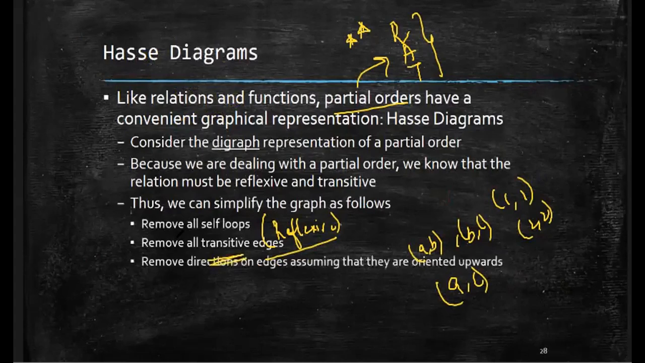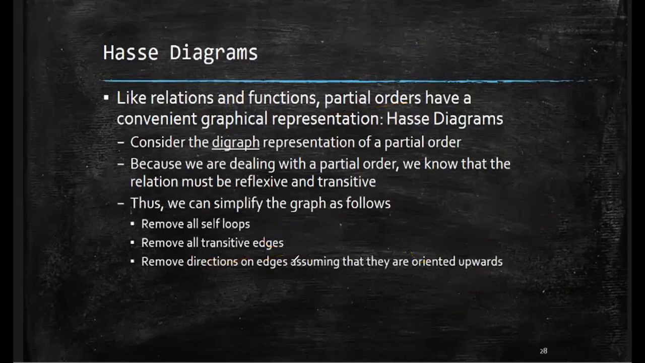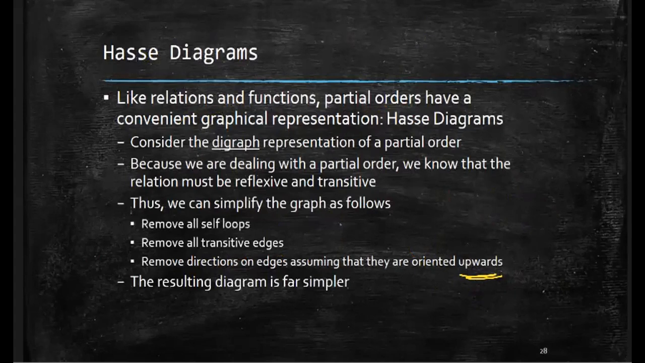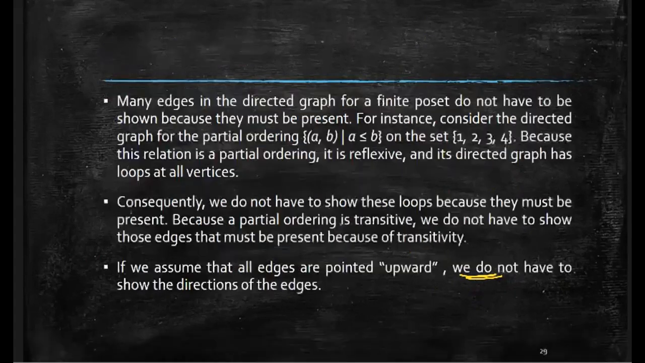And lastly, we can even remove the direction because any Hasse diagram should be pointed in the upward direction. So it is always in the upward direction. This can be easily understood with the help of a diagram. So let's take a diagram for a Hasse diagram. The resulting diagram which we get is far simpler. Let's take an example with the same.